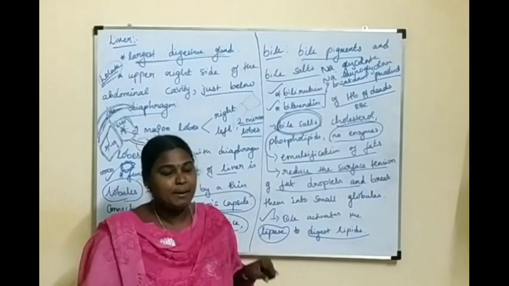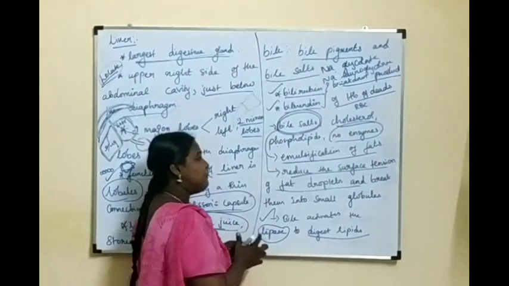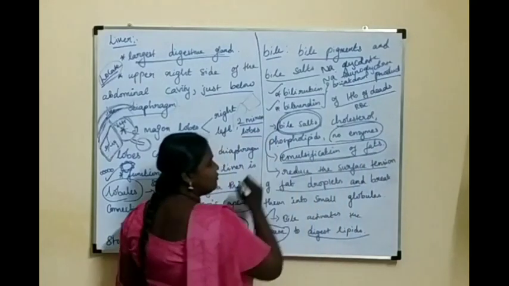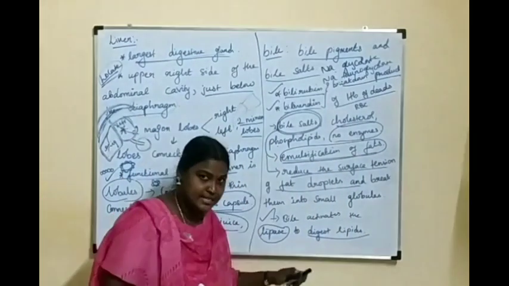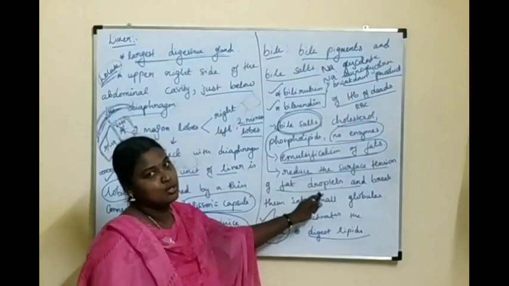What is the role of the bile salts in bile juice? The main function is the emulsification of fats. What is the main function? Emulsification of fats. What is emulsification? These are the bile salts. They reduce the surface tension of fat droplets.